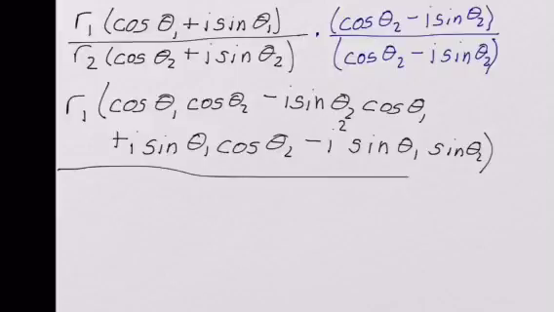We'll divide all of that by R2, and then I'm going to use the rule for the difference, or the multiplying by the conjugate, which is real part squared plus imaginary part squared.